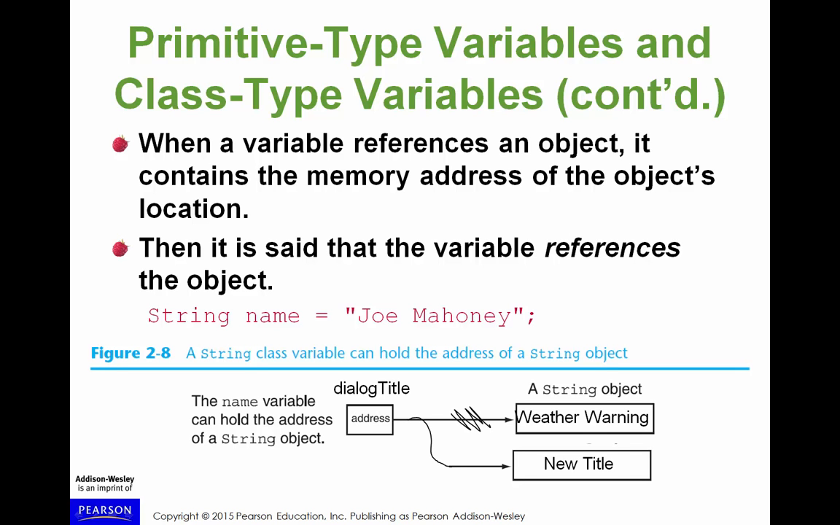So here I've tried to illustrate what happened. Dialog title is a variable of type string that contained an address that pointed to a string object that said weather warning. The new title was a string literal. It was still a string, and when we made the assignment, we broke the connection between dialog title and the string object that said weather warning, and we pointed it at the string literal, which was new title.